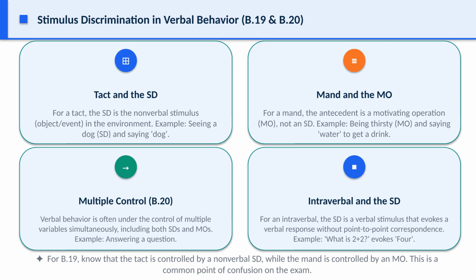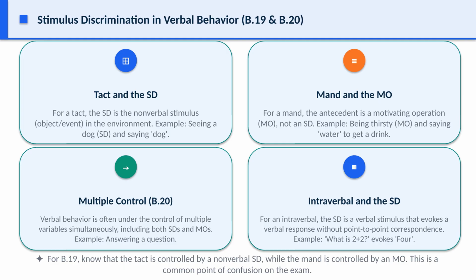On this slide, we're breaking down how stimulus discrimination operates across different verbal operants, a key distinction for the BCBA exam under B.19 and B.20. For a tact, the discriminative stimulus is the nonverbal object or event itself, like seeing a dog and saying dog. The environment directly controls the response. In contrast, a mand is evoked by a motivating operation, not an SD.